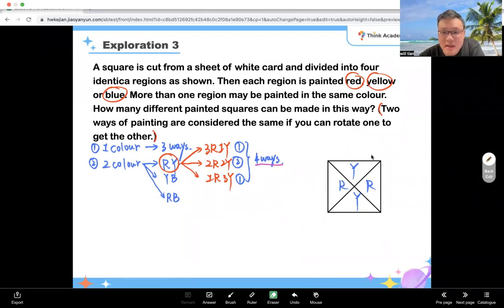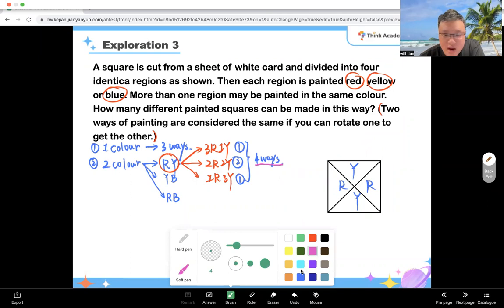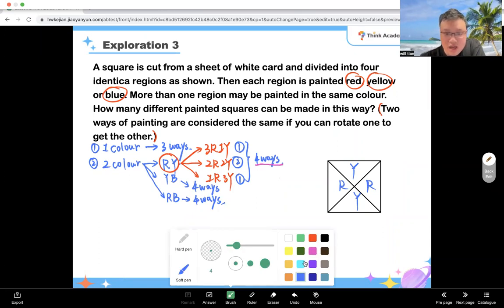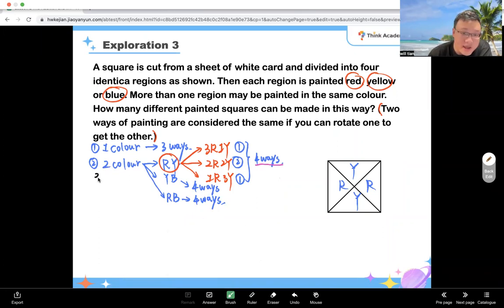So guys, let's see. I'm gonna write down the number of ways here. This one's 4 ways. You don't need to list all of the things because it's the same. And for red, blue, it's also 4 ways. So what does that mean, guys? That means for these 2 colors, if you choose 2 colors, you'll have 3 times by 4, which is 12 different ways to arrange that. Okay? So 1 color, only 3 ways, but 2 colors, you have 12 different ways.